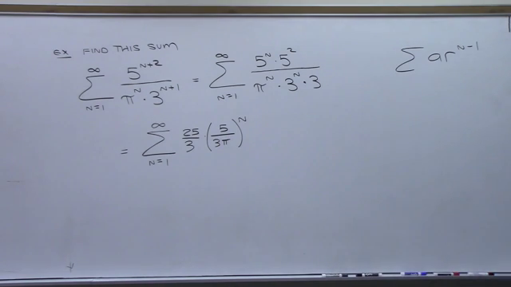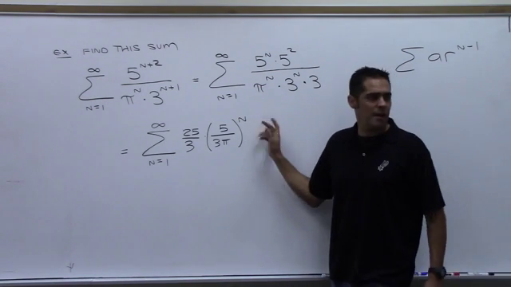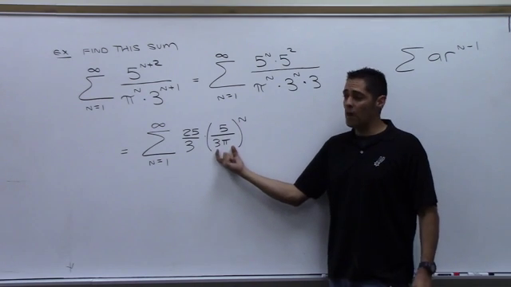What is your instinct telling you that r is probably going to be? 5 over 3 pi? The only problem you have right now is that this is n minus 1 and here you have n, right? So you might have to tweak that. But that shouldn't change what the base is.